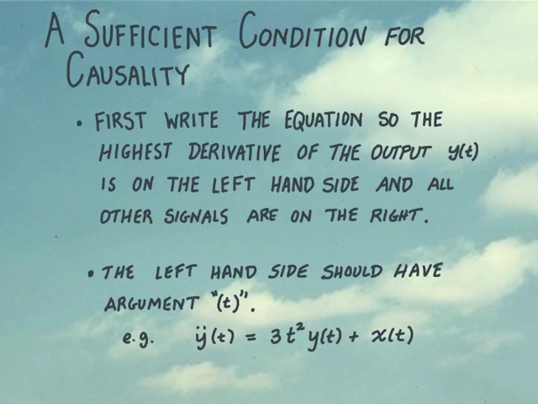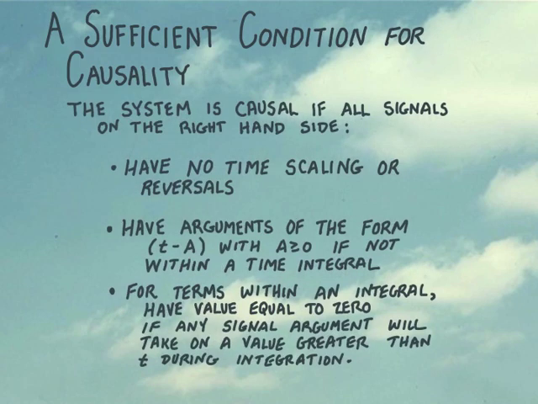The first step in using this condition is to write the equation in the proper form. Now I'm assuming here that y is your output. Your first step is to write the equation so that the highest derivative of the output y of t is on the left-hand side, and you put all other signals on the right-hand side of the equation. Once you've written the system in the proper form, you're ready to conduct the test.